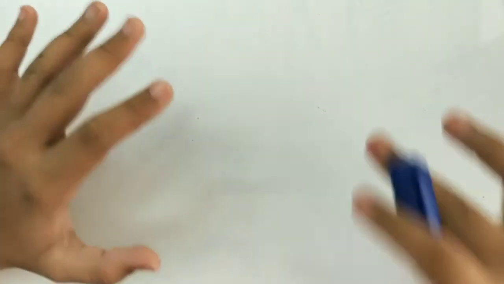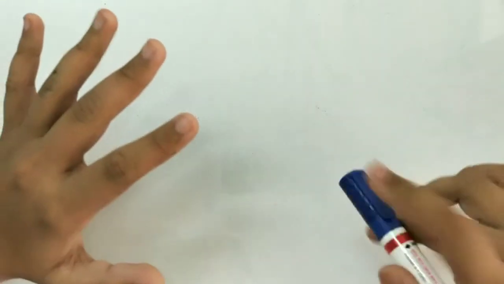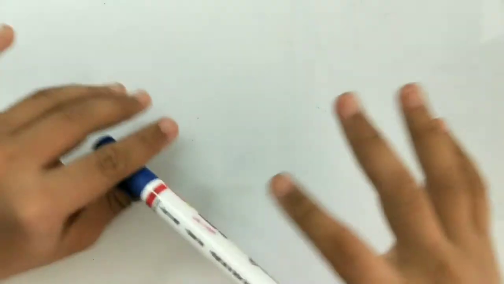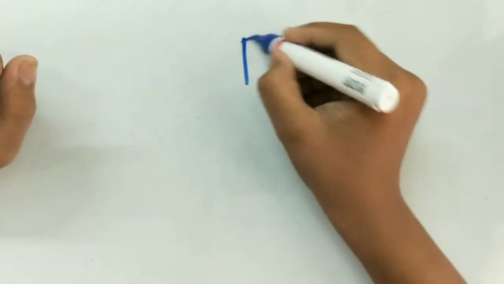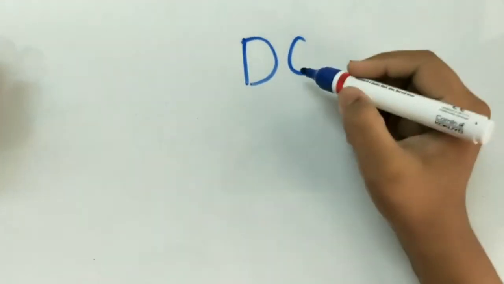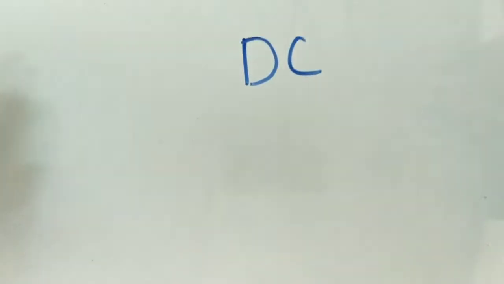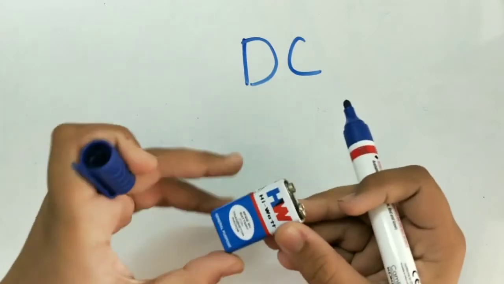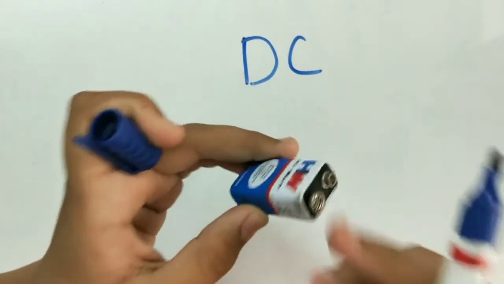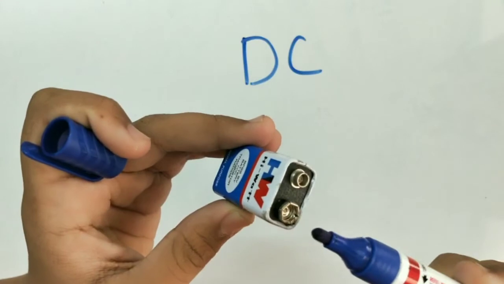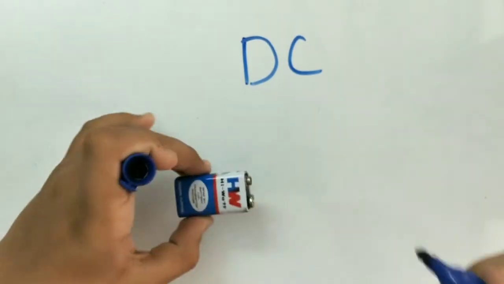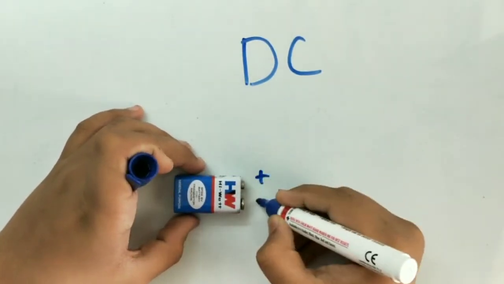For understanding AC, the first thing you need to understand is DC. So, what is DC? DC means direct current. Let's take, for example, this battery. This is a 9-volt battery and it has two terminals. This is the positive and this is the negative.